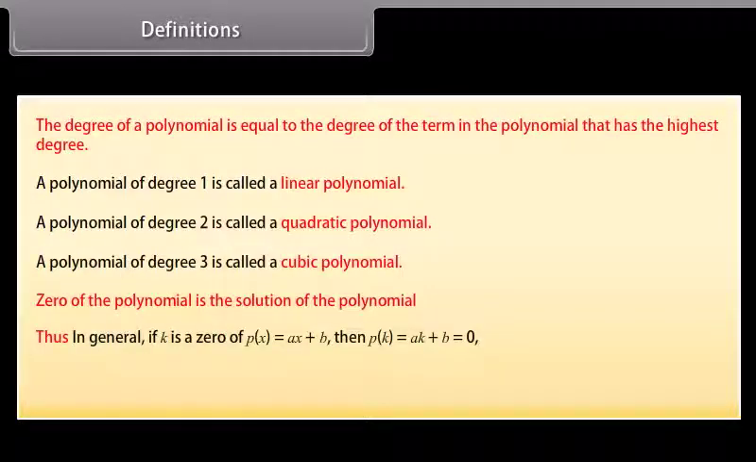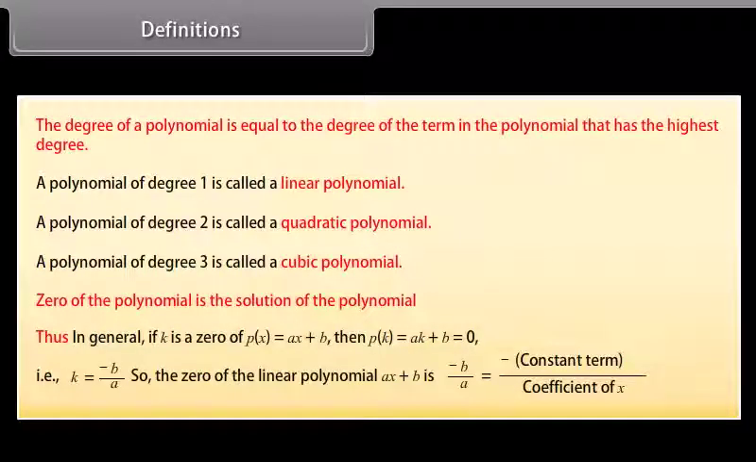Thus, in general, if k is a zero of p(x) equal to ax plus b, then p(k) is equal to ak plus b, which equals 0. That is, k is equal to minus b upon a. So the zero of the linear polynomial ax plus b is minus b upon a, which equals minus constant term upon coefficient of x.